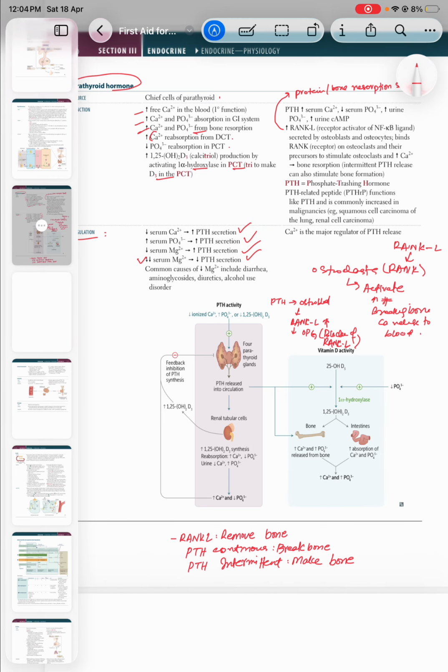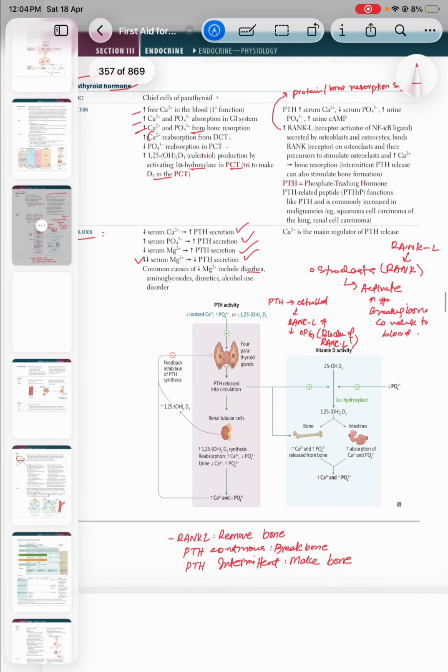Now, what are the common causes that decrease the serum magnesium? These are diarrhea, use of alcohol, diuretics, and aminoglycosides. These are the disorders in which the magnesium decreases in the blood. So, when magnesium decreases in the blood, then parathyroid hormone decreases. When the serum calcium decreases in the blood, parathyroid hormone increases.